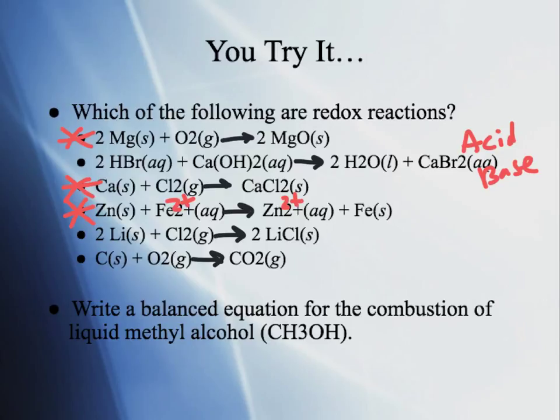You can see that zinc starts off with no charge and ends up with a charge of 2+. That means it lost electrons. Oxidation is loss, so zinc is oxidized. And Fe starts off with a 2+ charge and goes down to 0. So it gained 2 electrons, so it is reduced, because reduction is gain. OIL RIG, OIL RIG.